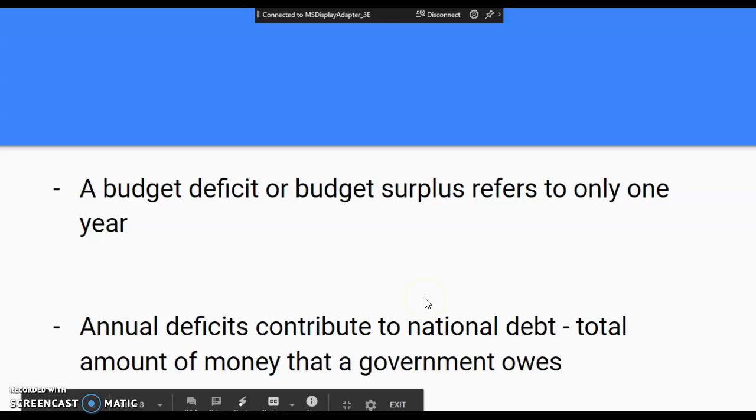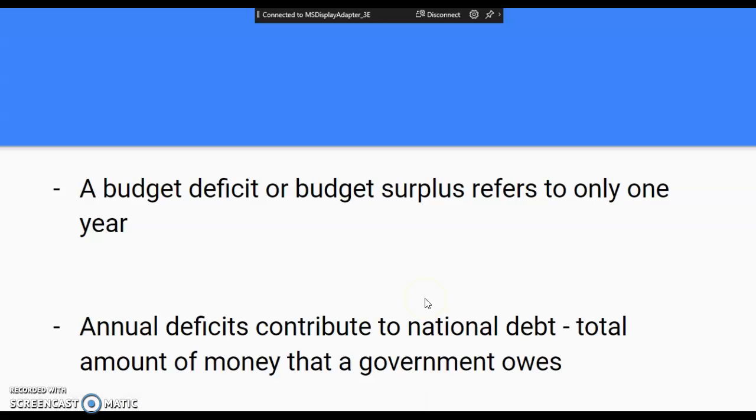Okay, a budget deficit or budget surplus refers to only 1 year. So when we're talking about deficits and surplus, we're not talking about debt. That's a totally different thing. We're only looking at what happened with the federal budget within that year. So annual deficits contribute to national debt. So if you continue to spend more than you are bringing in, then you are going to accumulate debt.